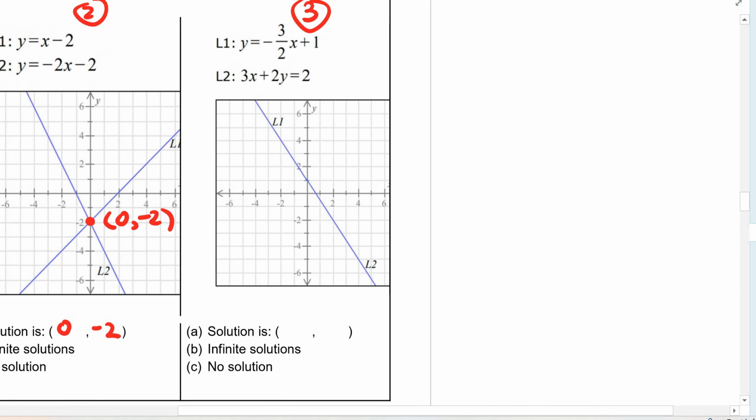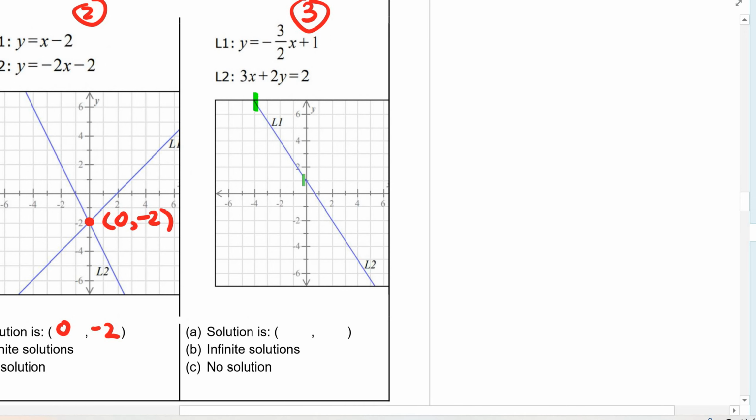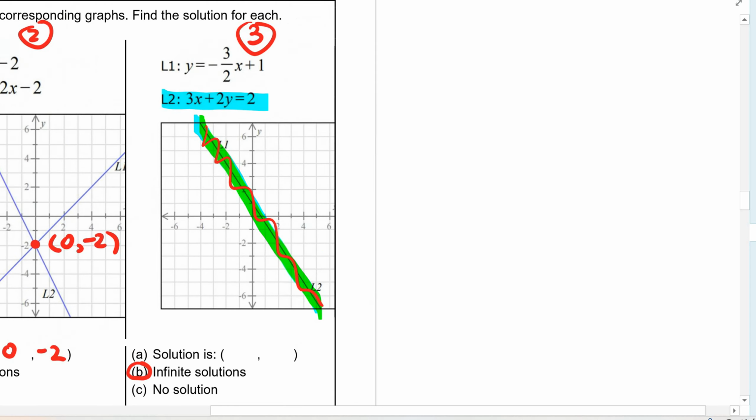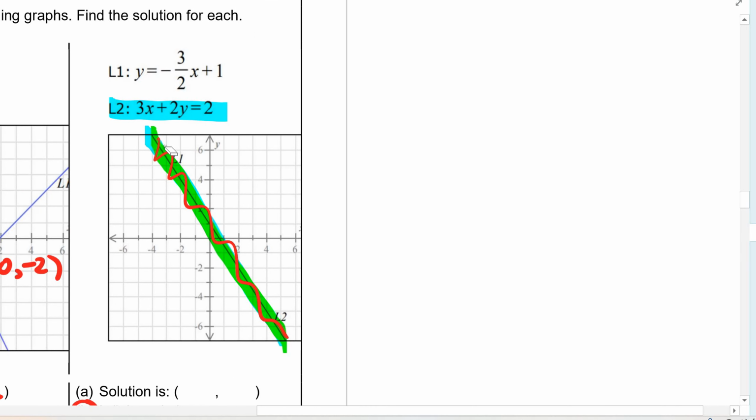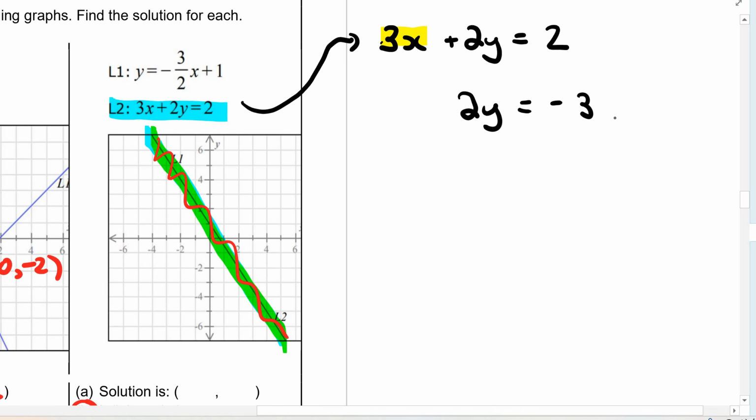And for the third case, it's hard to see, but there's only one line, and that probably means the second line is the identical line graphed on top of it. So this is one of those infinite solution cases where both equations are exactly the same, and we can verify that algebraically. If I take a look at the blue equation and rewrite it, it's 3x + 2y = 2. If I take this positive 3x and move it to the other side, I get -3x + 2, and then I can divide both sides by the coefficient of 2 here.